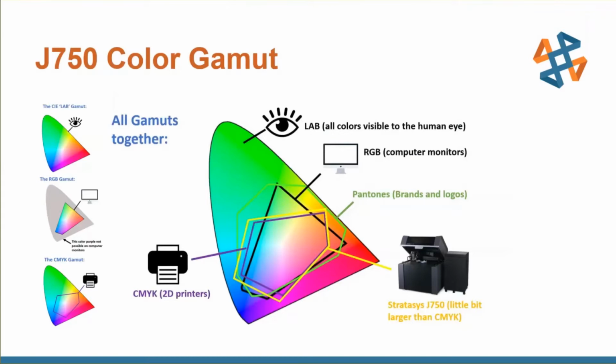And then in yellow here, you can see this is the J750, this is the J7 series color gamut. And this is something that we want to expand and has been expanding since the release of this printer. And so as you can see, we have this overlap into all these different color gamuts.